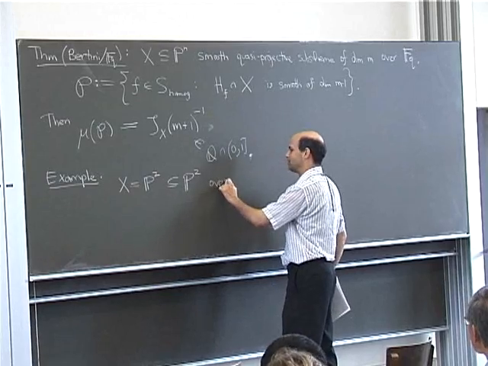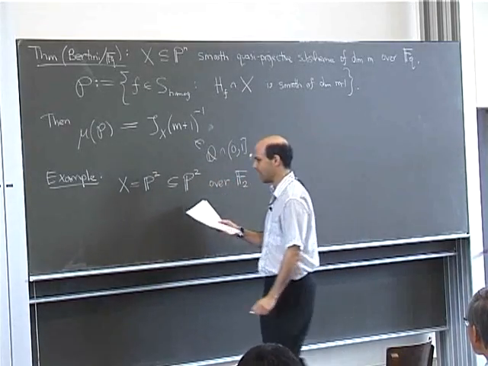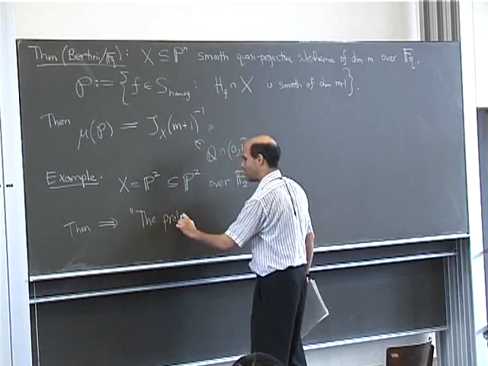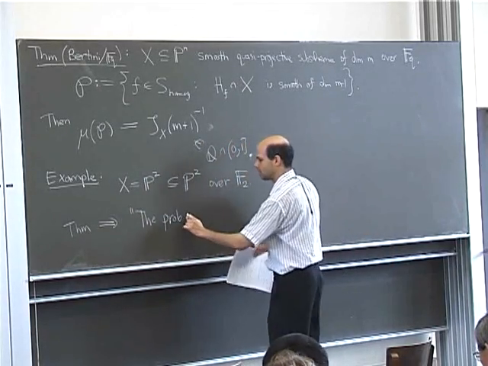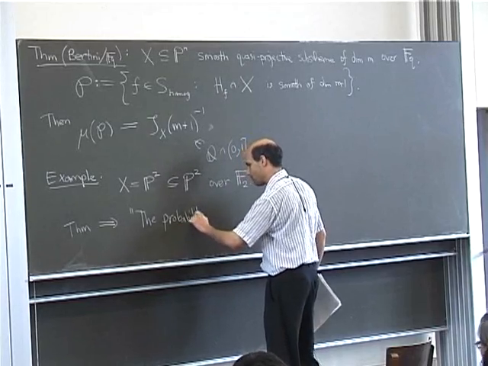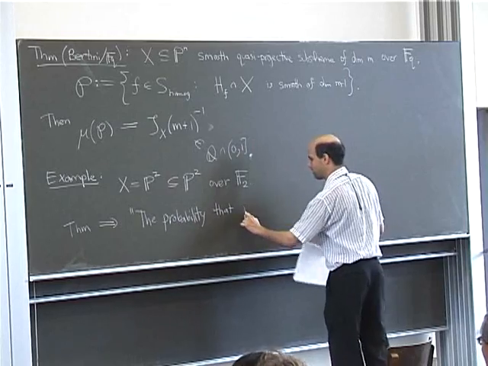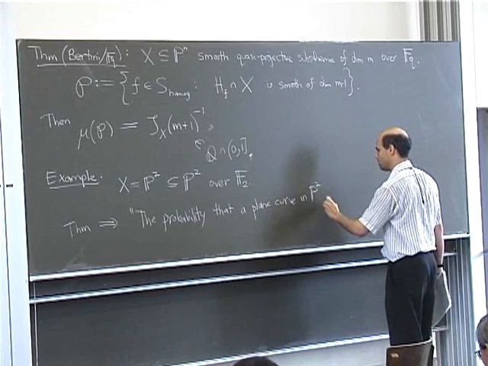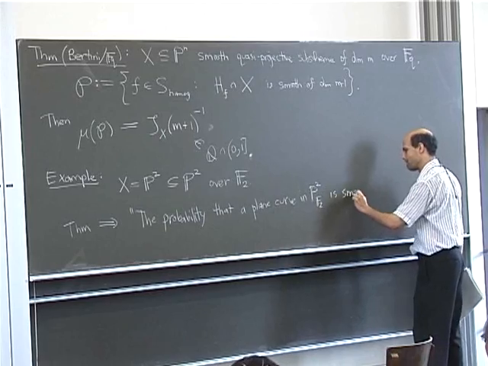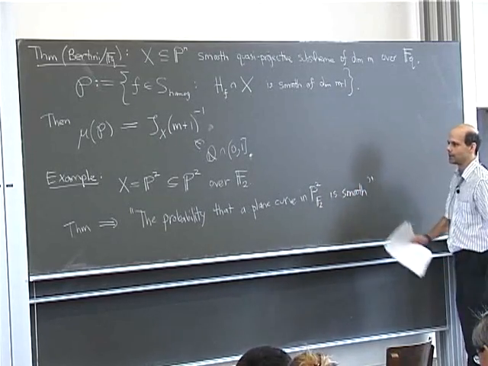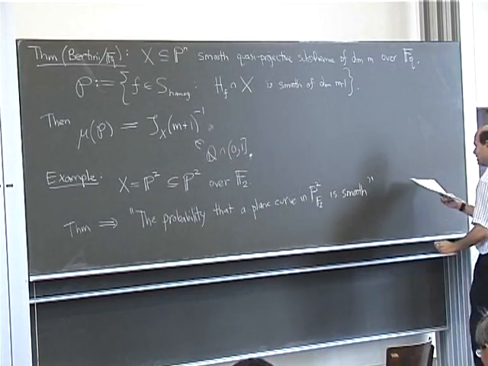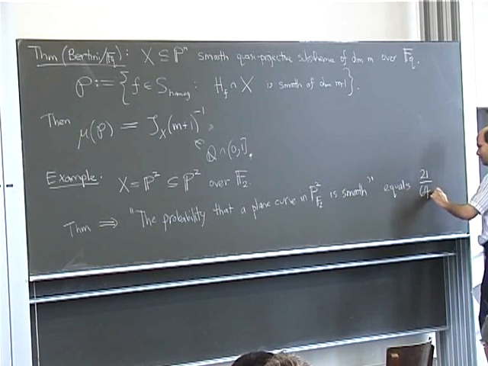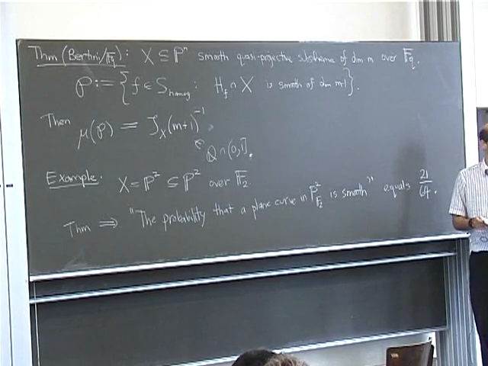And in fact, let me do this over F2. So then this theorem is essentially saying that if you take a plane curve at random over F2 of high degree, then the probability that a plane curve in P2 over F2 is smooth, and I'm putting quotation marks, the way this is supposed to be interpreted is that the density is equal to 21 over 64. And that's just what comes out if you work out the zeta function of P2.